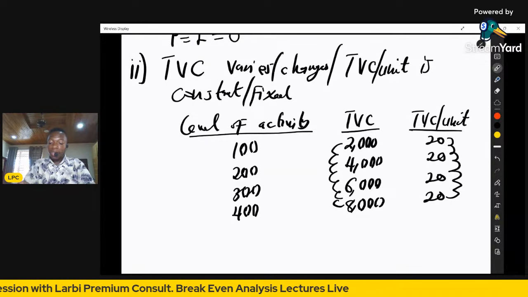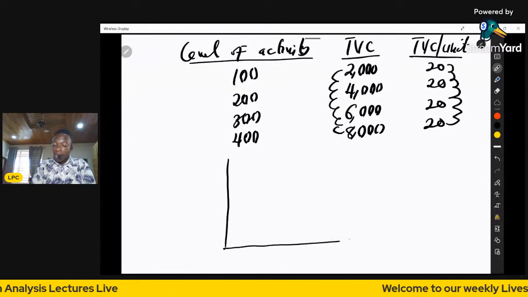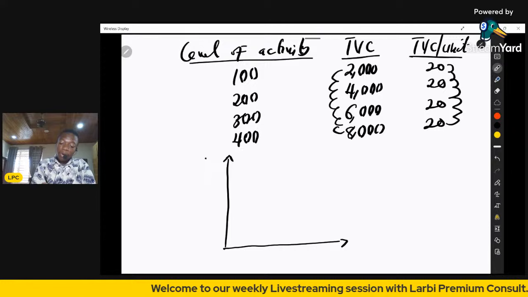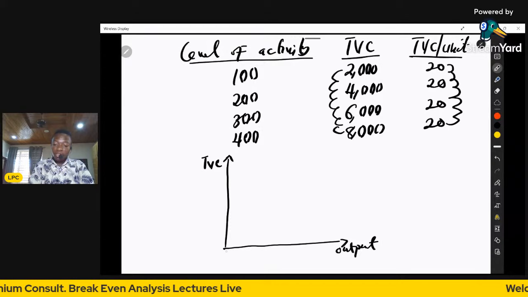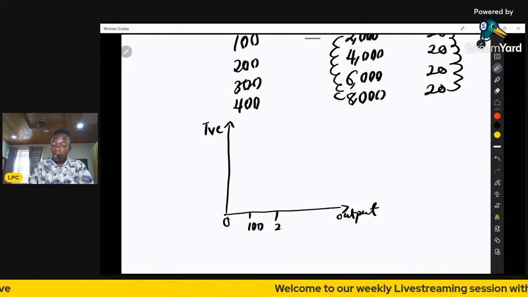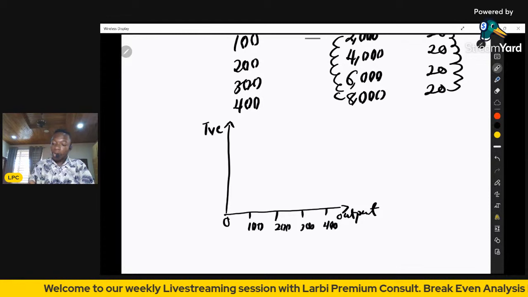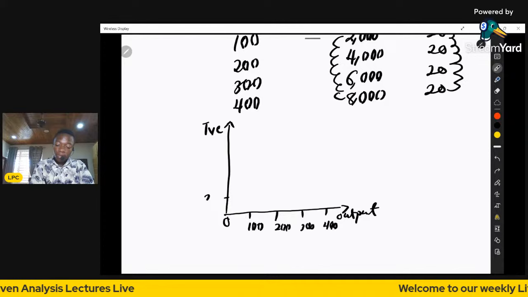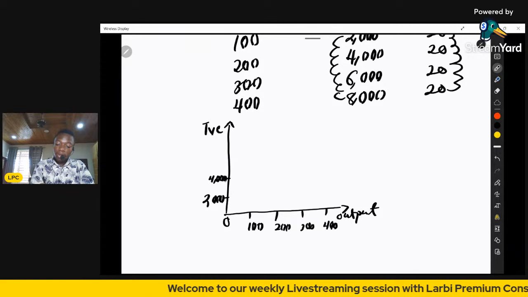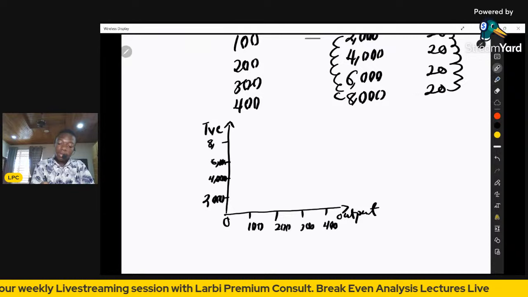So if I want to illustrate this on a graph, this is what I would do. Let's say I have my graph here. The vertical line will represent the total variable cost, and the horizontal line represents the output or the volume or the units of sale. So here I have zero. Here, let's say, 100. Here is 200. Here is 300. And here is 400. And we also have here, let me write it well for you, 2,000. Here is 4,000. Here is 6,000. And here is, let's say, 8,000. Right? So we have these figures coming in here and there.